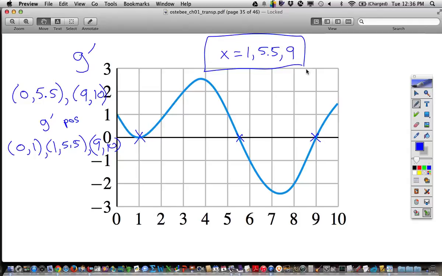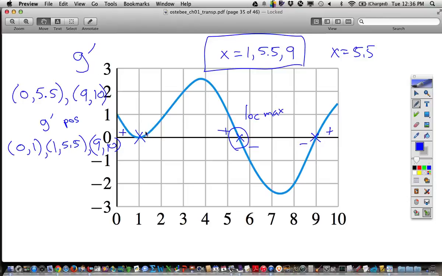So where does that happen? 5.5, right there. 5.5. G prime goes from positive to negative. So there we have a local max. And so you need to write x equals 5.5 is the location of that local max. Okay? Local min would be when x equals 9, because G prime goes negative to positive, which means G goes from decreasing to increasing. All right. What about this one back here?